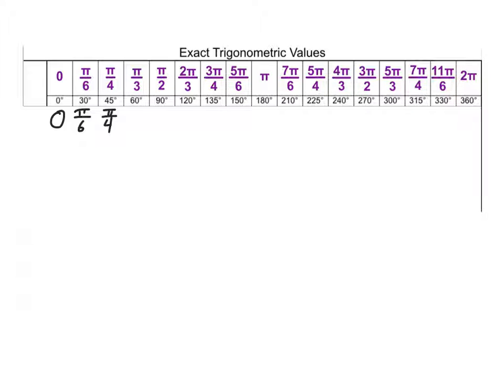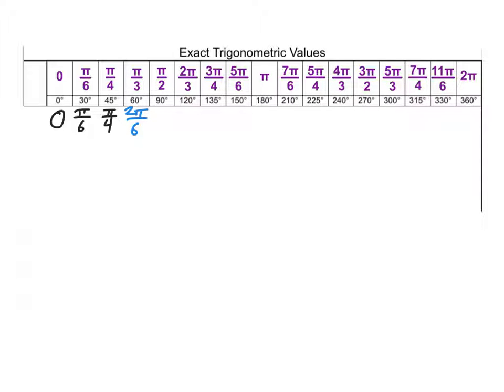So 60 degrees. Notice 60 degrees is double 30 degrees. And so the radian value is also going to double. So I could take my value from 30 degrees, which was pi over 6, and I can double it. So I could write it as 2 pi over 6. And notice what 2 pi over 6 equals. That equals pi over 3.